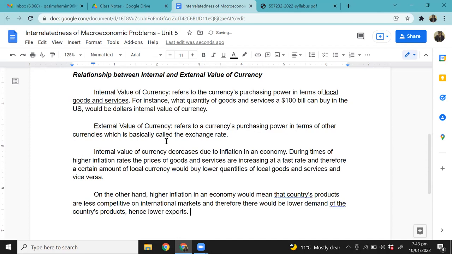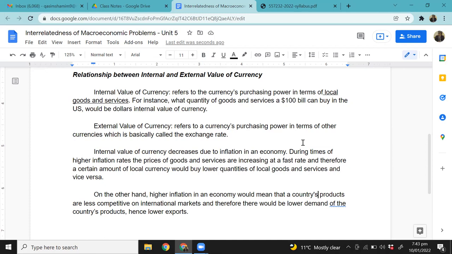Right. Okay. Now, when the inflation rate in an economy is higher, that means that the country's products are relatively more expensive, and obviously other countries would demand less or buy less from that country, right? And therefore, the demand for exports for this main country that we're talking about would decrease.